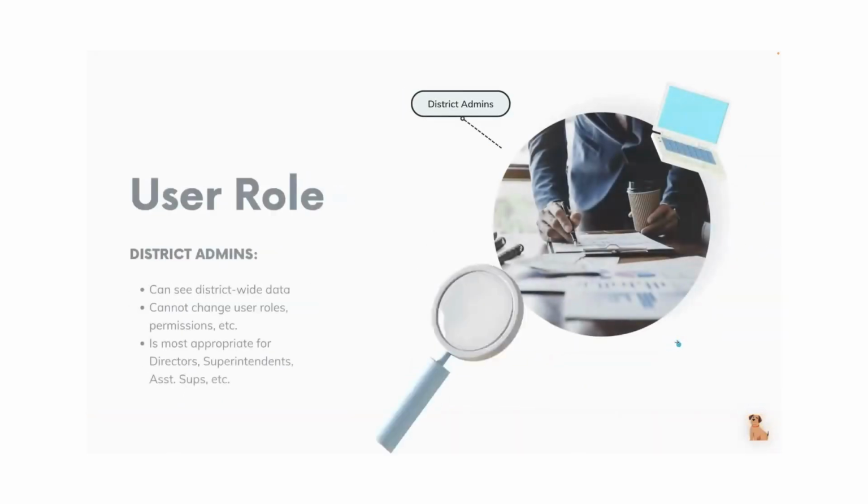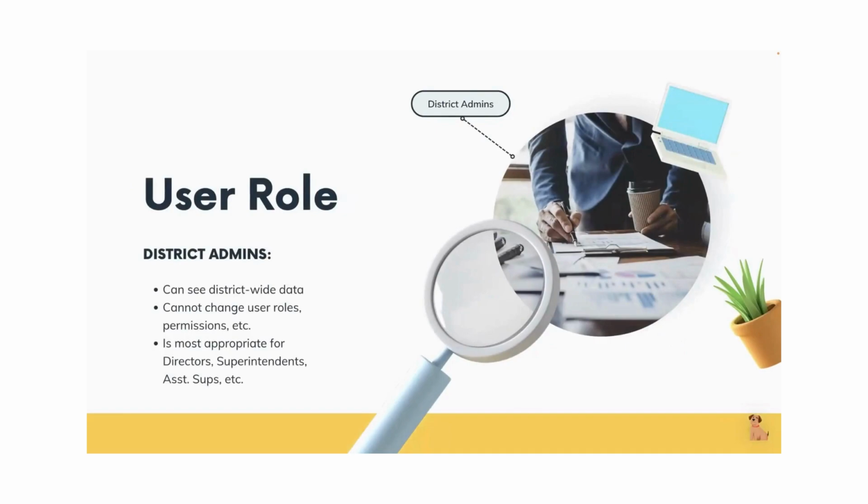Next, we have district admins, and they can see district-wide data, so across any of the schools affiliated with your district, but they're not going to be able to change user roles and permissions like the system admin can. And this role is most appropriate for directors, superintendents, assistant superintendents, and in some cases, the district admin might also be a system admin, although that's not always the case.